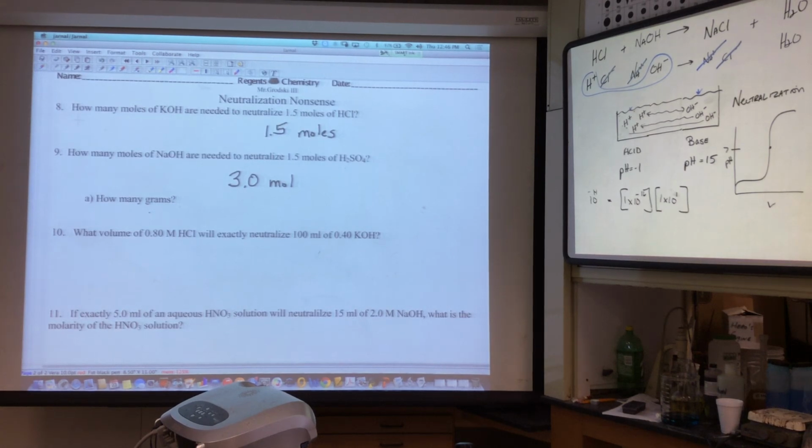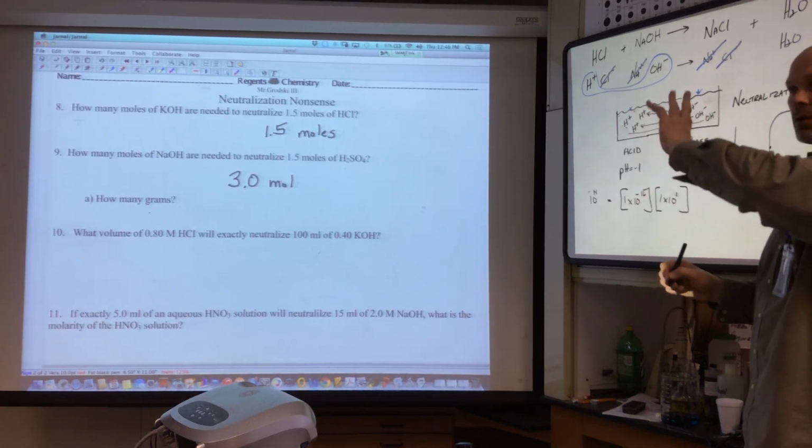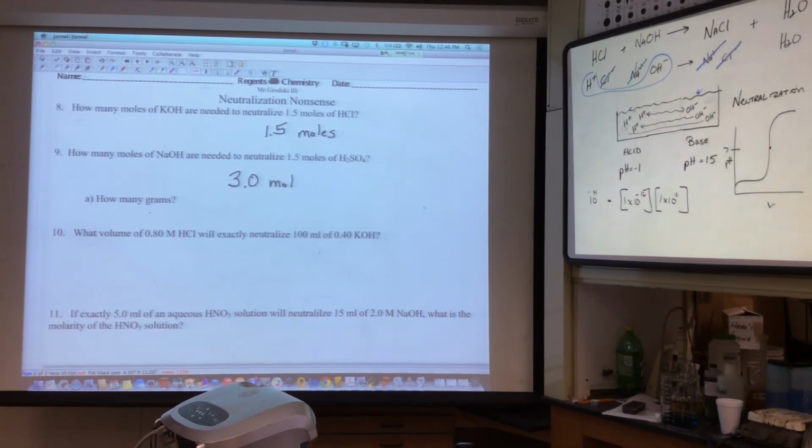How many grams? We can convert to grams from the moles. I'm not going to do that. Okay.